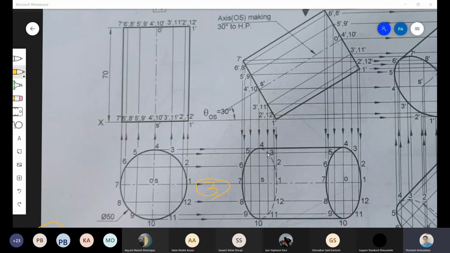When you draw this dotted line, it should not join at this point 10 as a point. It should not join like this, so that it should not form a vertex here. It should be a smooth curve at this position, that is 10, and at 4 as well.